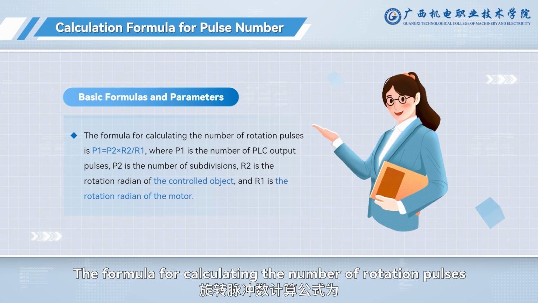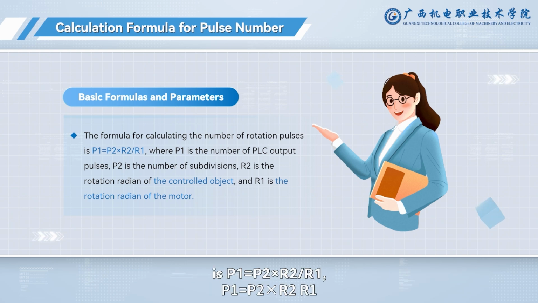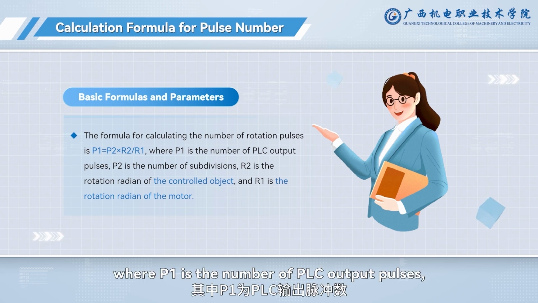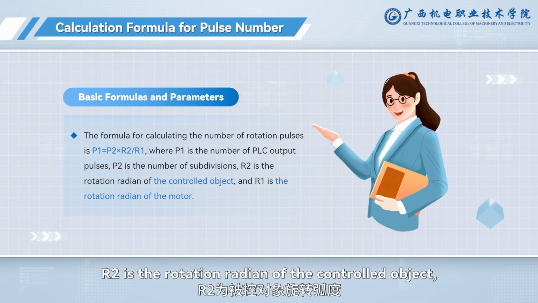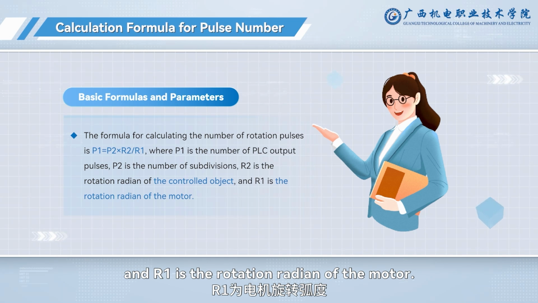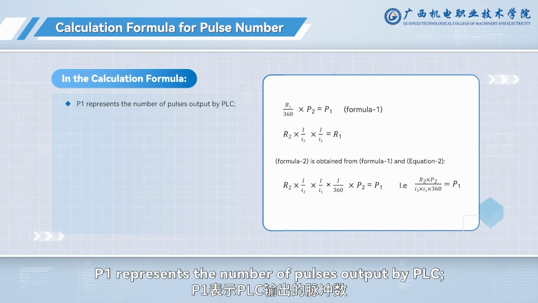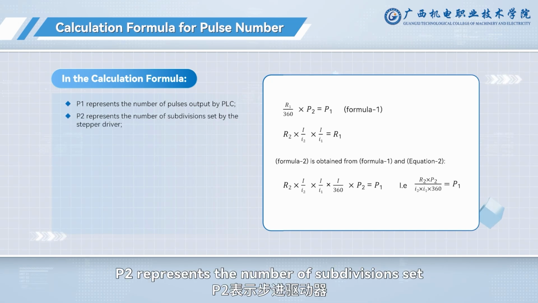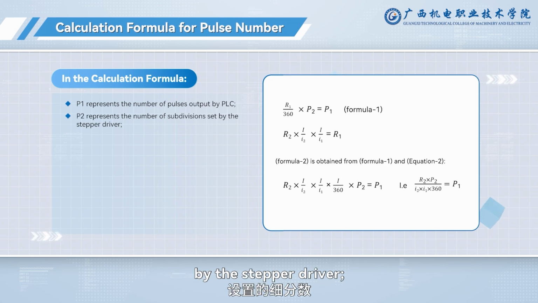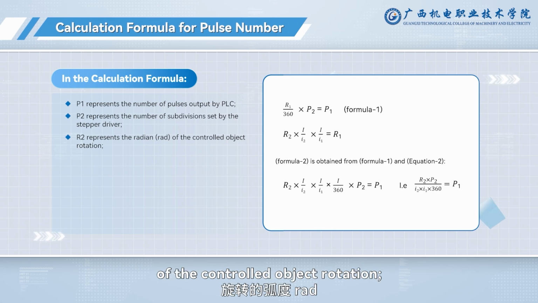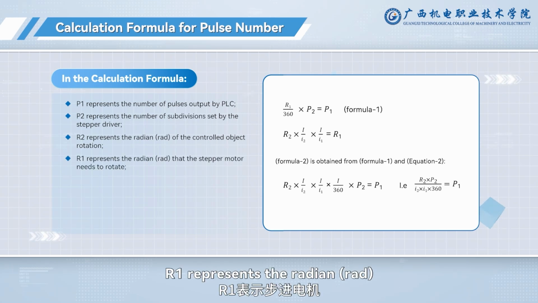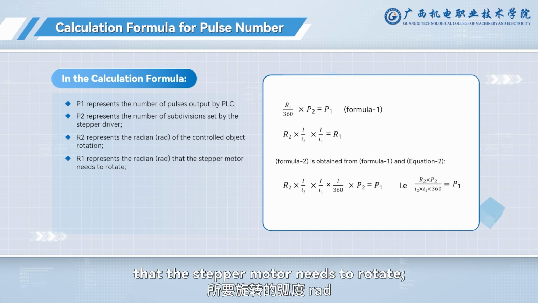The formula for calculating the number of rotation pulses is P1 equals P2 times R2/R1, where P1 is the number of PLC output pulses, P2 is the number of subdivisions, R2 is the rotation radian of the controlled object, and R1 is the rotation radian of the motor. In the formula, P1 represents the number of pulses output by PLC. P2 represents the number of subdivisions set by the stepper driver. R2 represents the radian, rad, of the controlled object rotation. R1 represents the radian, rad, that the stepper motor needs to rotate.